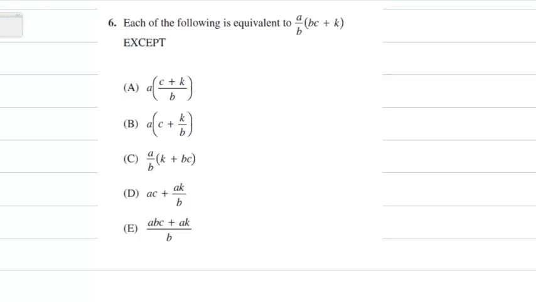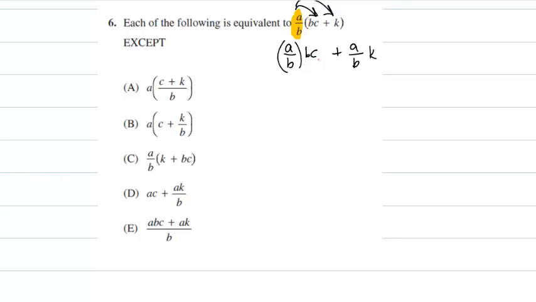Here's a problem from a College Board 2012 practice test. Each of the following is equivalent to that sentence except, and we need to go through figuring out which is the one that doesn't belong. So before I do that, I'm going to simplify the sentence that they gave us. If I distribute this a over b, that means that it's a over b times bc plus a over b times k.